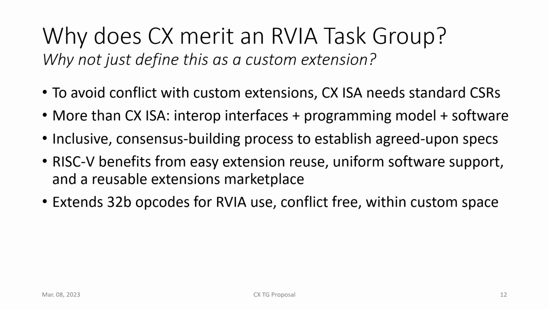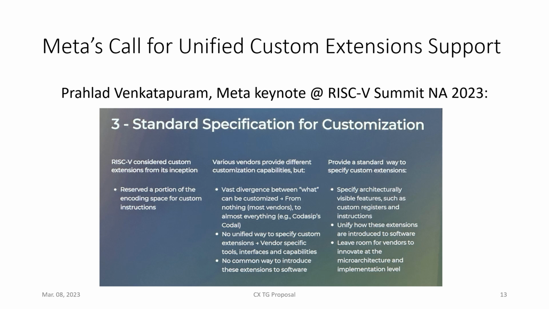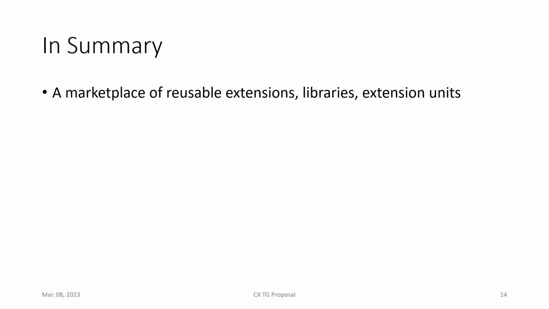At the 2023 North American RISC-V Summit, Meta's Prahlad Venkatapuram called for standard ways to specify custom extensions and to unify how they are introduced to software. We believe the interfaces and abstractions we propose and will refine in this task group advance important aspects of this vision. A composable extensions framework will bring a marketplace of reusable custom extensions, libraries, and extension unit hardware. This is needed by the RISC-V soft processor ecosystem, but it's not just for FPGAs.